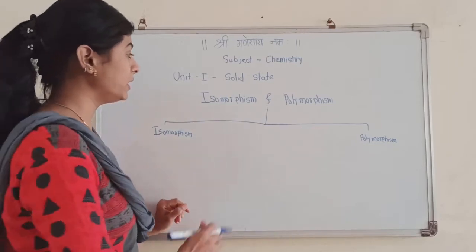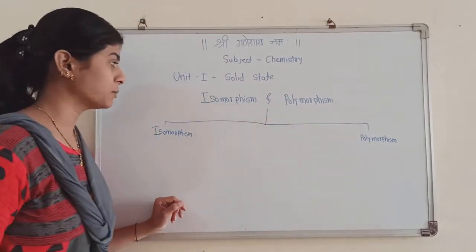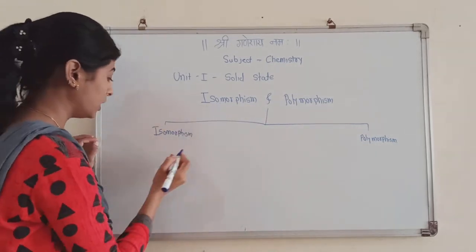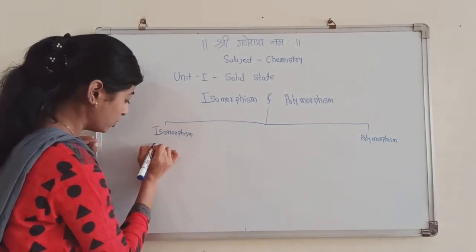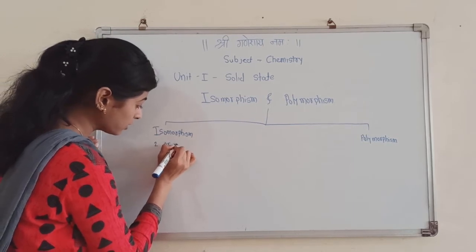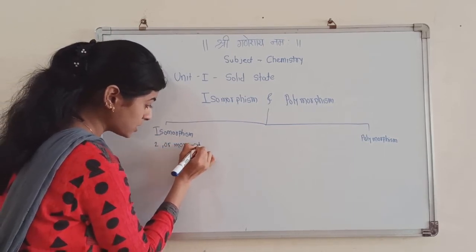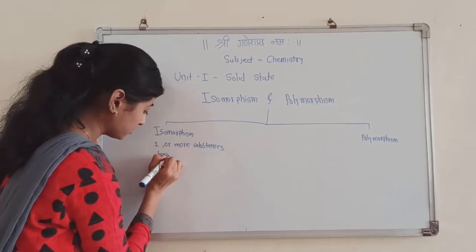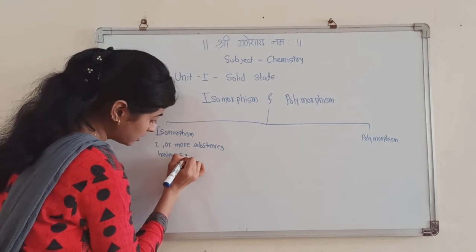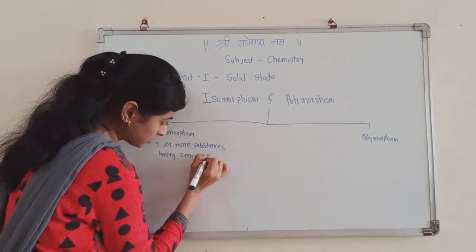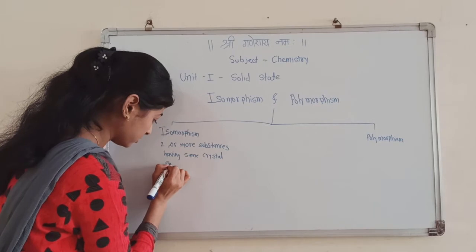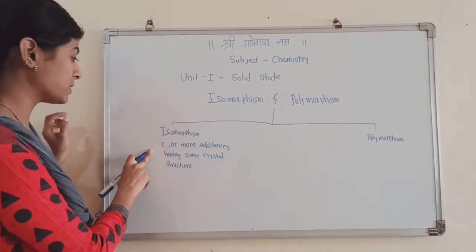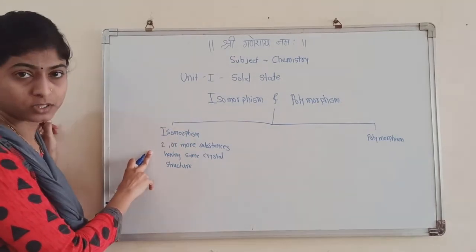Now our next point is isomorphism and polymorphism. These are two types of morphisms. Isomorphism is defined as: two or more substances having the same crystal structure are called isomorphous.